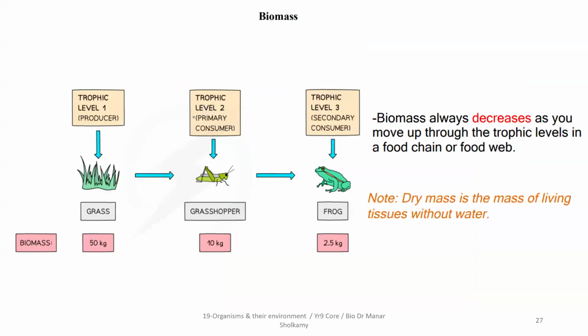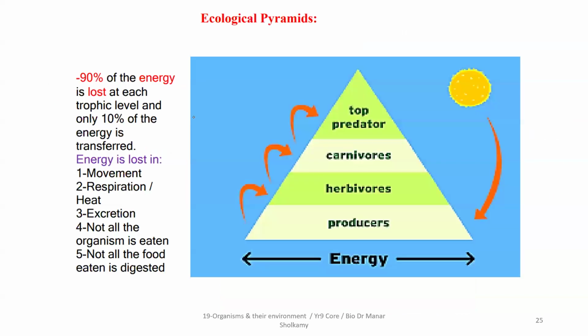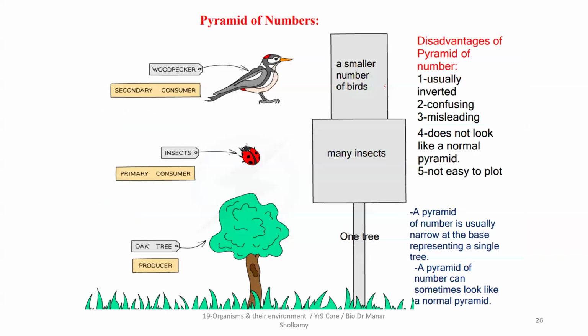Now the important part here is the different pyramids. We have the pyramid of energy, the pyramid of biomass, and the pyramid of number. The pyramid of energy, from the name, is a pyramid that shows you the flow of energy at every food chain. This is the first trophic level, second trophic level, third trophic level. The pyramid of energy is wide at the base and then it narrows down because energy is lost at every level.